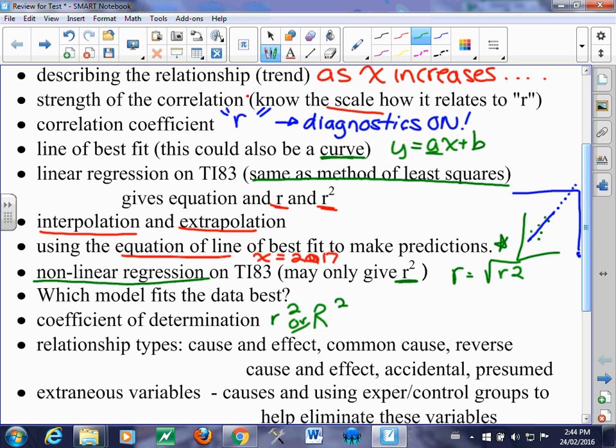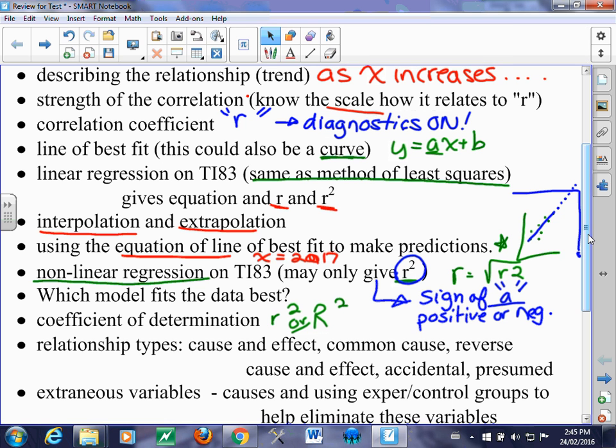But remember that if you're asked to describe the R value, you've got to look at the sign of the a term, because that'll tell you if it's positive or negative correlation. Because sometimes if you have just an R squared value, you take the square root of it, you don't know the sign because it could be positive or negative. So always use the sign of a to help you with that, to tell you if it's a strong positive or a strong negative.